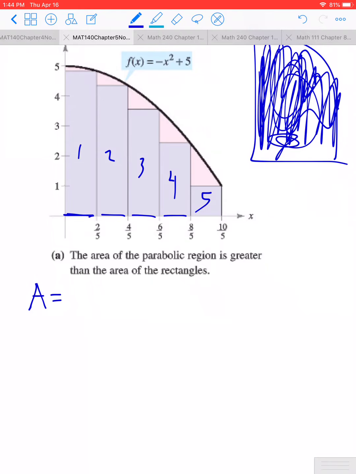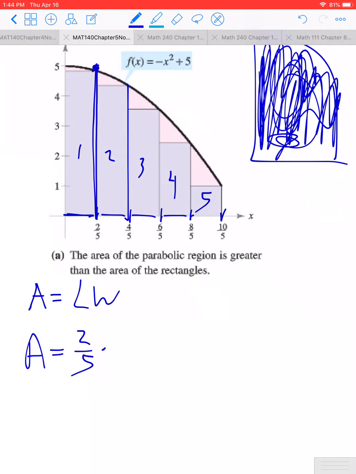We're using a set distance here. We're partitioning the x-axis into a set distance, which is of length 2/5. So the length of each rectangle is 2/5, and the width, if we want to figure out how tall each of these rectangles are, notice that each of these rectangles has a height that's determined by the endpoint of that rectangle, which is on the curve. So what we would need to do is stick the x value into the function f to see how high it is, and that would give us the width of each rectangle.